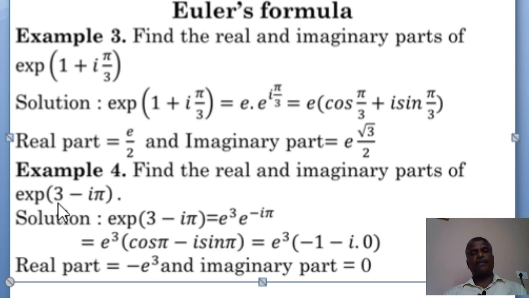Similarly, we can solve the example 4. The exponential of 3 minus i pi is equal to e cube into e to the power minus i pi. So again applying Euler's formula, we write cos pi minus i sin pi. E to the power i theta is cos theta plus i sin theta, and e to the power minus i theta is cos theta minus i sin theta, because sin of minus theta is minus sin theta. So sin pi is 0, and cos pi, that is cos 180 degrees, is minus 1. So we get the real part as minus e cube and the imaginary part as 0.